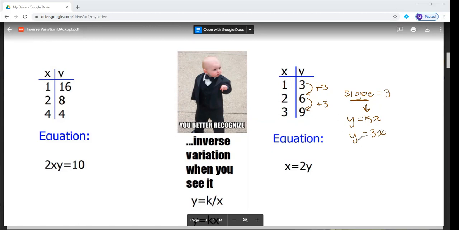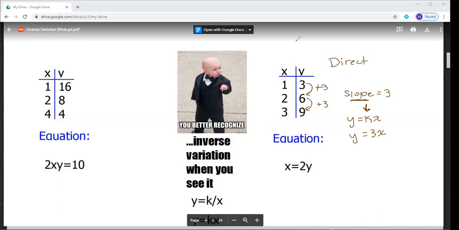And we can test that out. Input a 1. 1 times 3 is 3. Input a 2. 2 times 3 is 6. And it works. Okay, so this one here, this input-output table is showing direct variation.